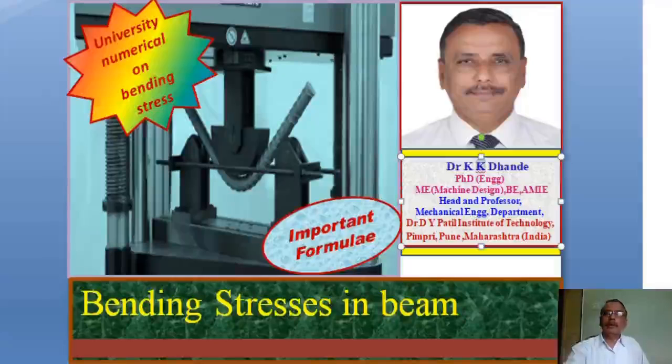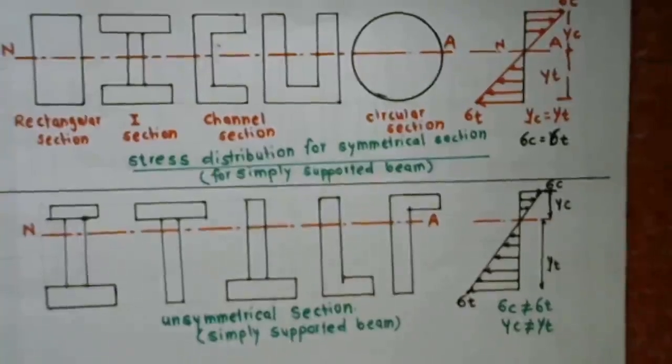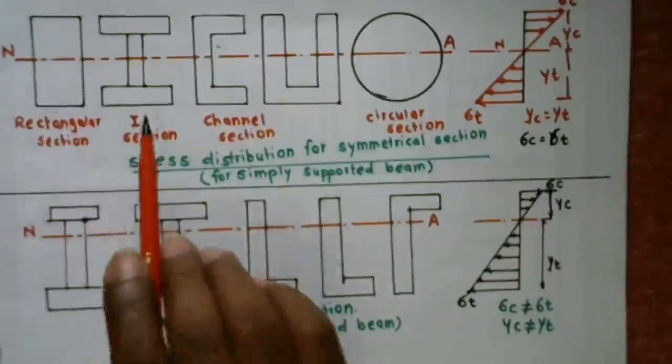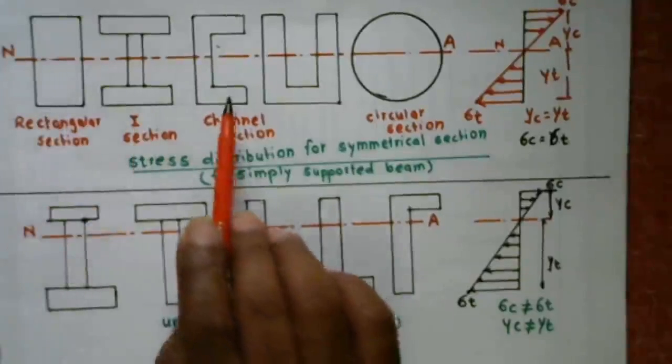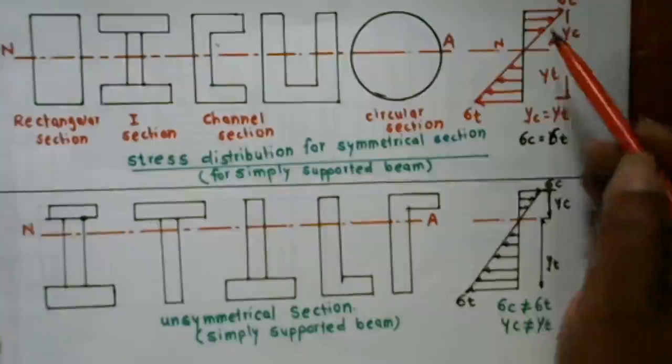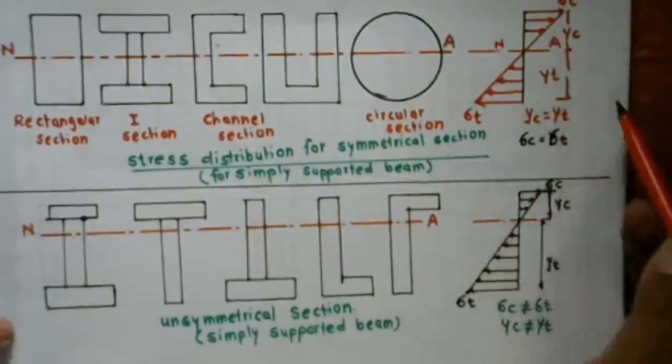Hello friend, in today's lecture we are going to discuss the stress distribution diagram for symmetrical sections as well as unsymmetrical sections for a simply supported beam and a cantilever beam. Let's see this. Here we have symmetrical sections: rectangular section, symmetrical I section, C section, U section, circular section, and here the stress distribution diagram is shown for the simply supported beam.